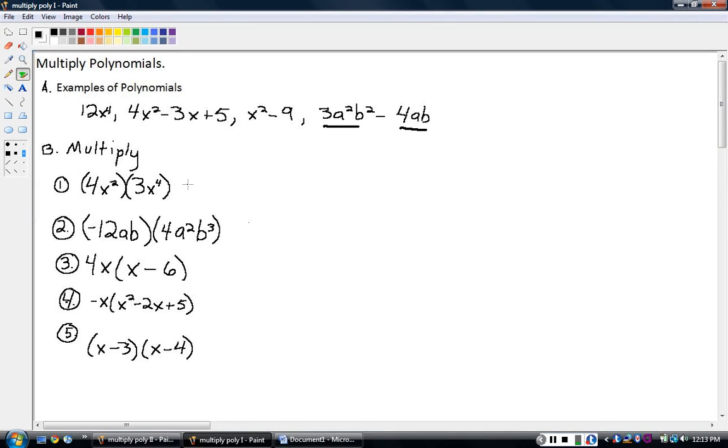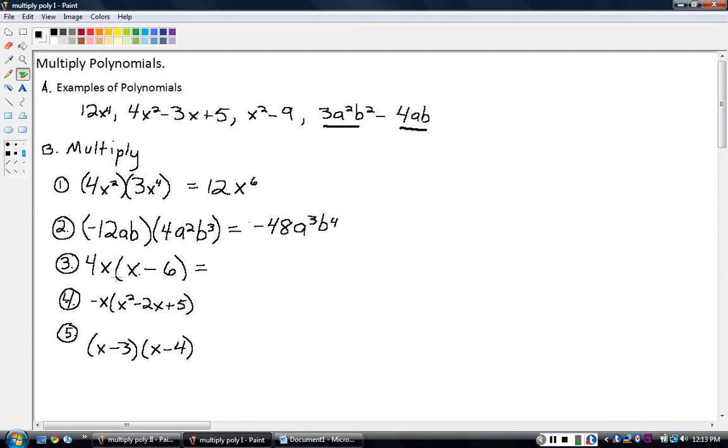4x squared times 3x to the fourth. How do I deal with these? I multiply the two coefficients. I get 12. And I multiply x squared by x to the fourth, which of course is x to the sixth. Easy. Number two, same idea. A monomial times a monomial. That's one term times one term. Negative 12ab times 4a squared b cubed. How do I multiply these? Negative 12 times 4 is negative 48. A times a squared is a to the third. B times b cubed is b to the fourth. The shortcut there is to add your exponents. There's ones here.